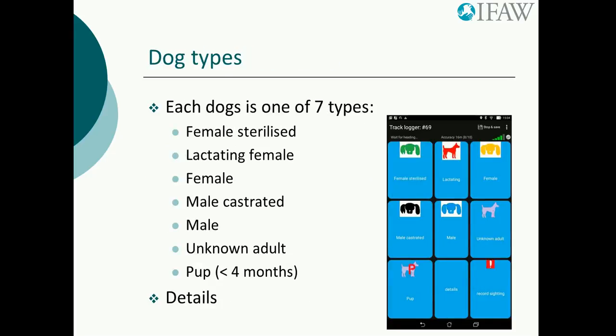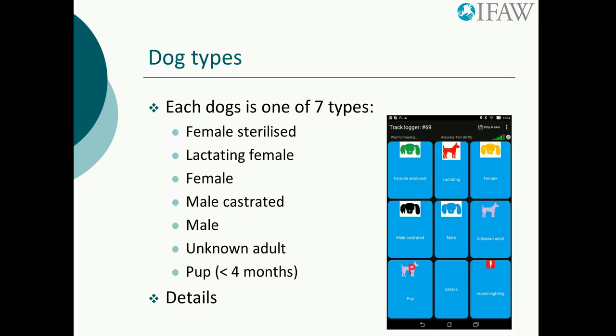For each dog that you see, you need to record it as one of these 7 types: as a sterilised female, as a lactating female, as a female that is neither lactating nor obviously sterilised, as a castrated male, as a male that's not castrated, or as an unknown adult if you can't tell the gender of the dog, or as a pup, and these are dogs that are below 4 months of age.